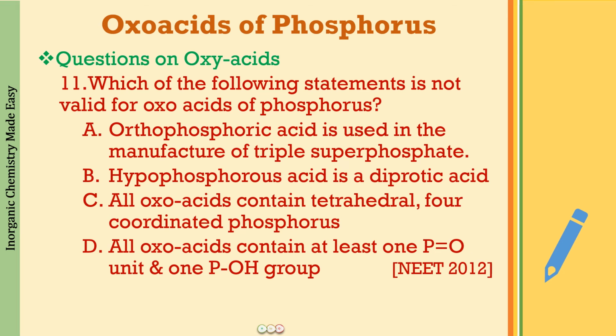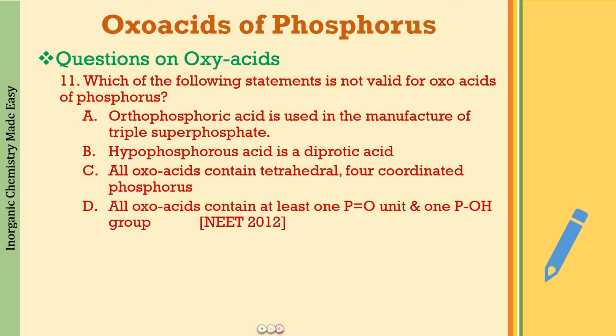All right, so the correct answer over here is B choice. B choice says that hypophosphorus acid is a diprotic acid, which is not valid. It is going to be monoprotic. It has one POH bond and the others are going to be PH bonds. Now the other ones, please do remember that orthophosphoric acid is used in the manufacture of triple superphosphate. It is used in the preparation of phosphatic fertilizers.